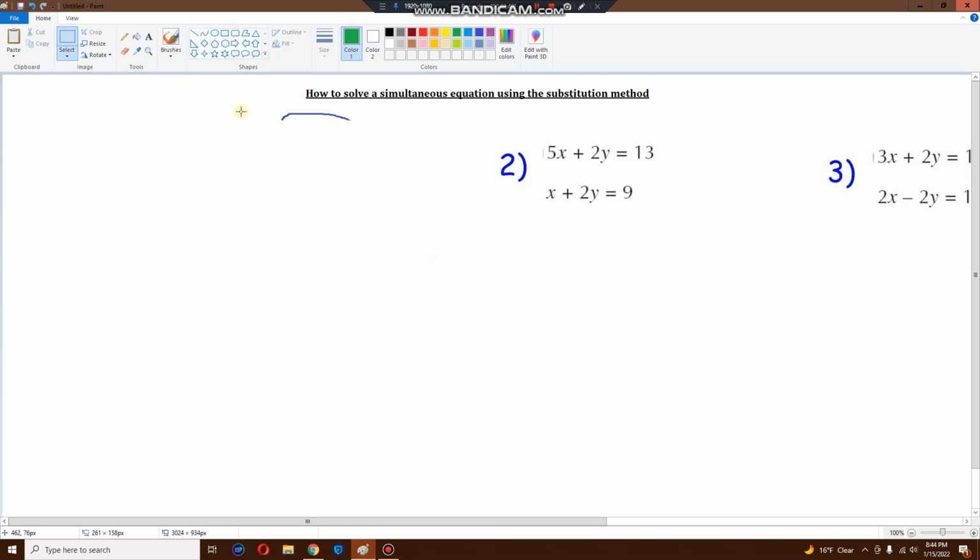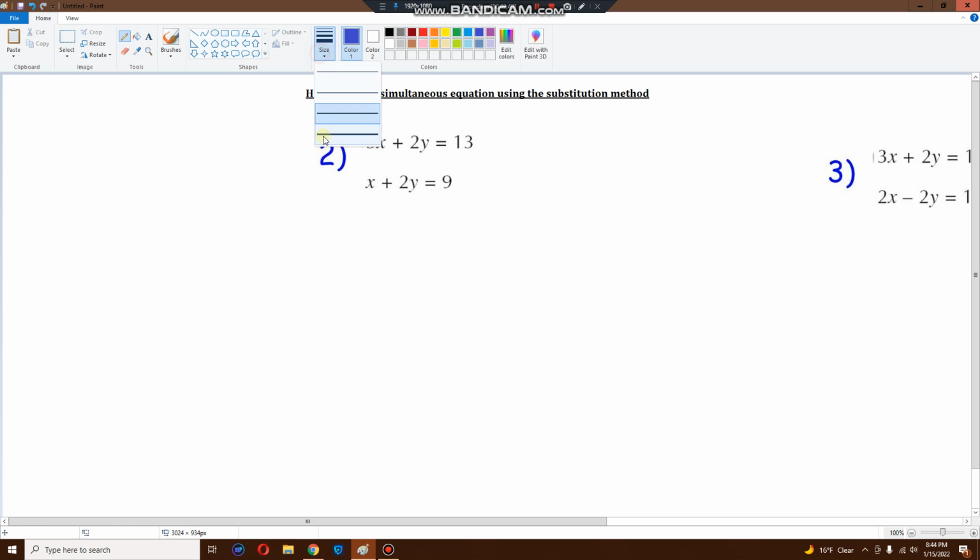Okay, there we go. Let's try number 2 now. Again, we're going to do the same thing. We'll use the substitution method. So here we go. Let's get the pencil ready. Here we go. 5x plus 2y is equal to 13. X plus 2y equals 9. I'm going to do the same thing. I'll take this equation over here and I'm going to solve it in terms of x.